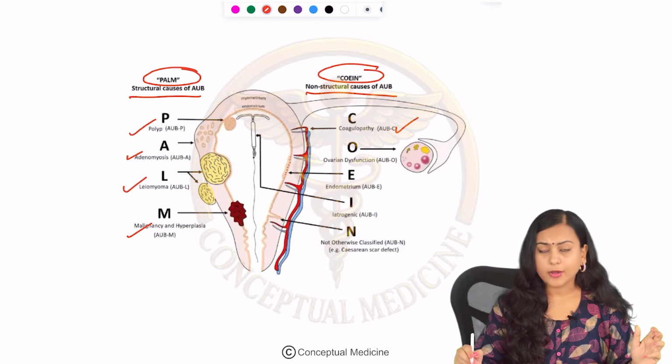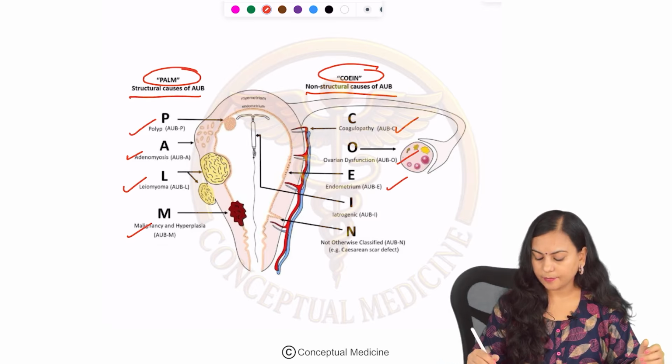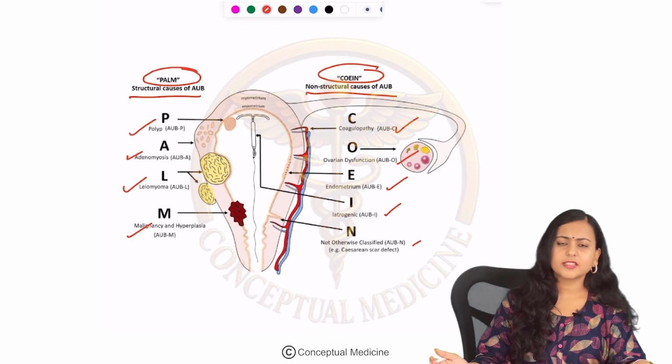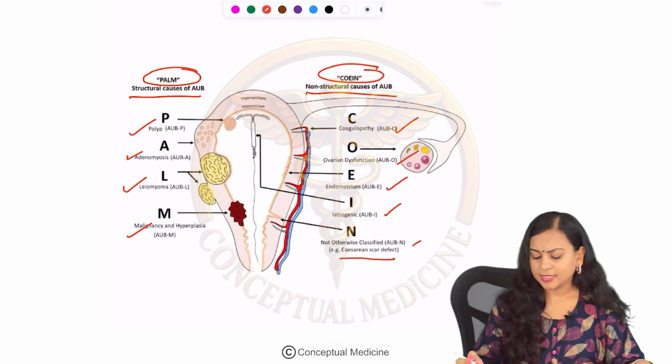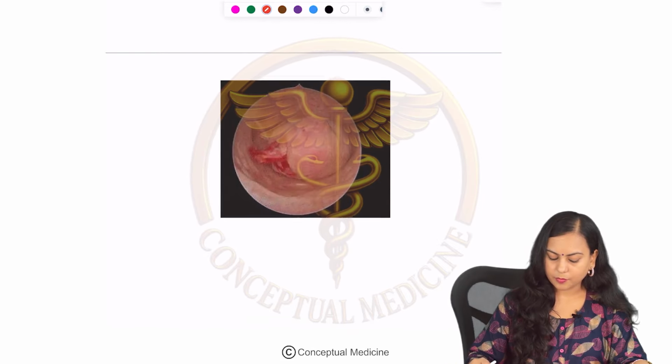Then C is going to be coagulopathy. O is going to be ovarian dysfunction. E is going to be the causes related with the endometrium, I is going to be any iatrogenic causes, and N is not otherwise classified. For example, a cesarean section scar defect. Clear? So this PALM COEIN classification is very important.